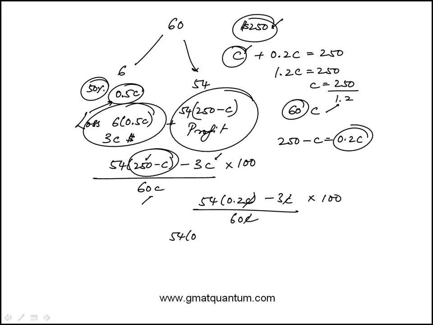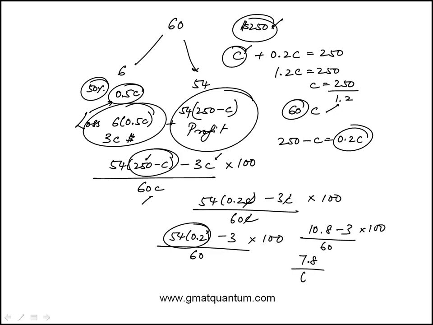So I have 54 times 0.2 minus 3, over 60, times 100. And 54 times 2 is 108, and move a decimal, 10.8 minus 3 over 60 times 100. That's 7.8 over 60. Knock off this 0, knock off that, make it 78 over 6. 6 times 1 is 6. 6 times 3 is 18, so the answer is 13%, which is choice D.